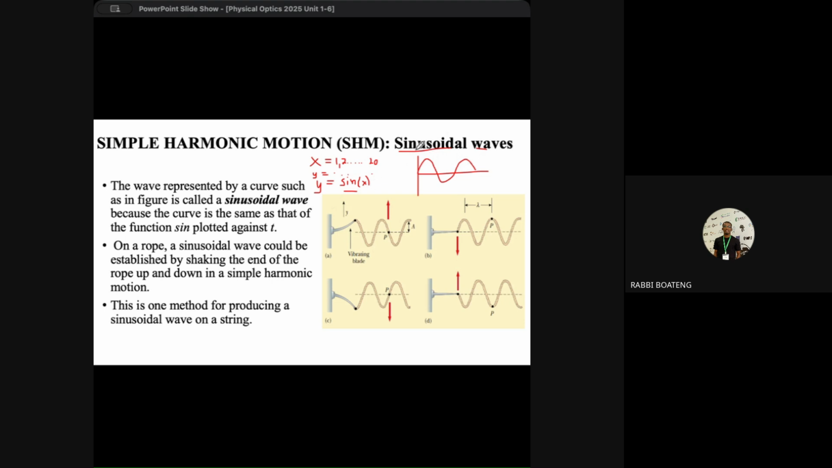So anytime you hear about sinusoidal, mathematically it's an expression that can be used and have a typical waveform as we have for the wave. Is that okay? So we have it as a sinusoidal waveform. And I have even stated it here because the curve is the same as that of the function of sine plotted against what? Against t. Is that okay? But here I'm using x and y.